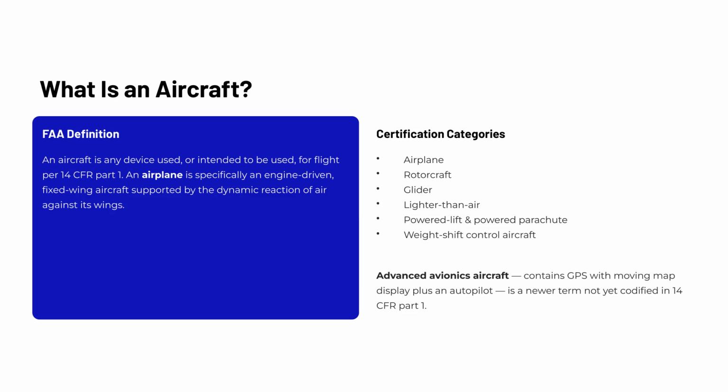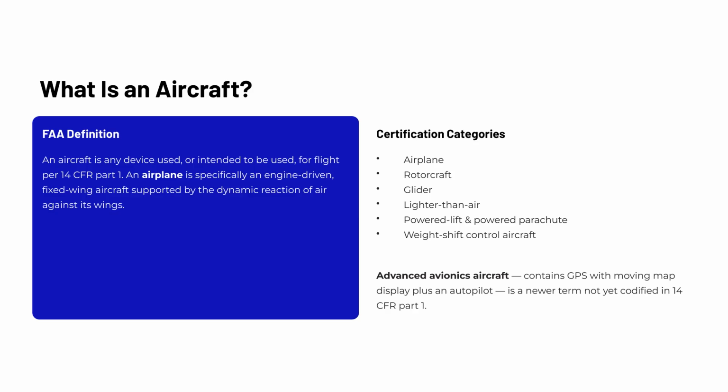The FAA recognizes several certification categories of aircraft, including airplanes, rotorcraft, gliders, lighter-than-air craft, powered lift and powered parachute aircraft, and weight shift control aircraft. Each category has its own set of regulations and certification requirements.